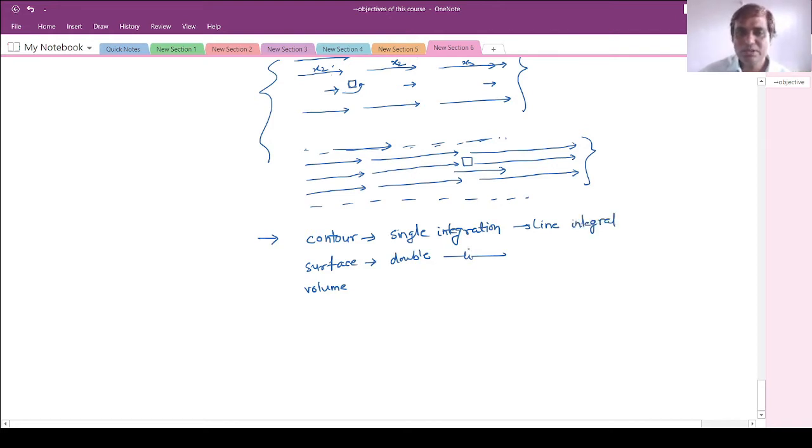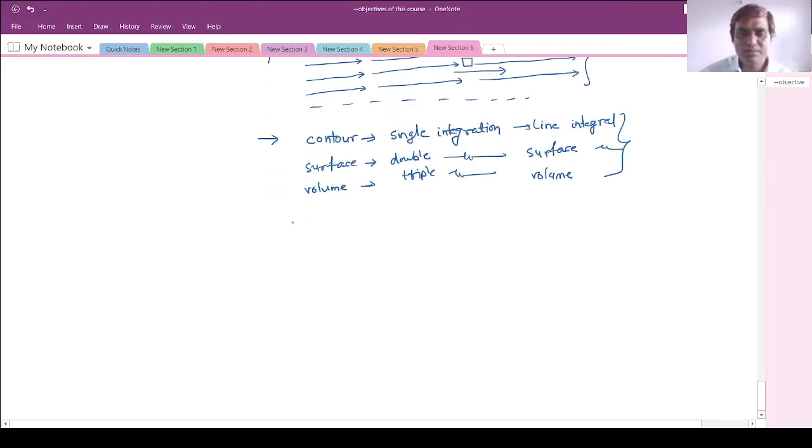This is your double integration, called the surface integral, and the volume integral will be your triple integral. So its answer will always be a scalar quantity. For example, let me give a brief on it.